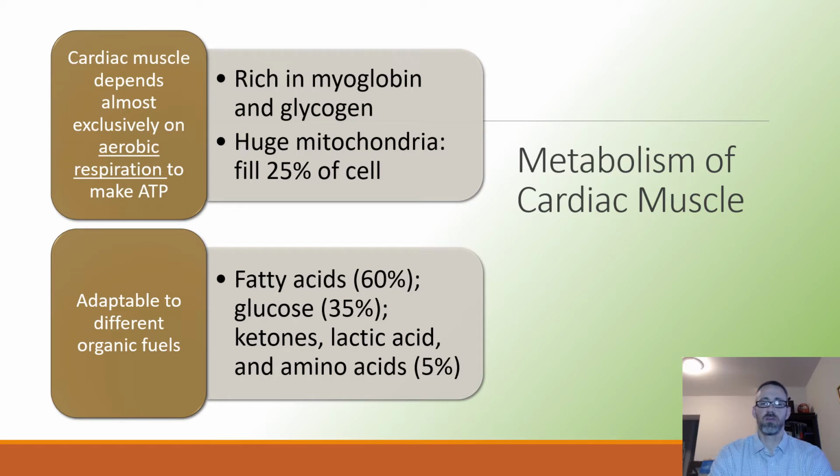Now, in terms of what it uses for fuel, interestingly, it actually prefers fatty acids under normal conditions. In a normal, healthy working heart, 60% of its fuel is derived from fatty acids, which contain lots of energy. All right, so when they're catabolized, they'll be broken down into lots of ATP. Glucose is about 35%, and then it can utilize ketones and lactic acid and some amino acids, but to a much lesser degree.